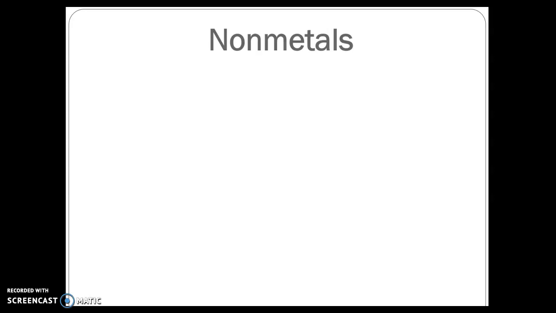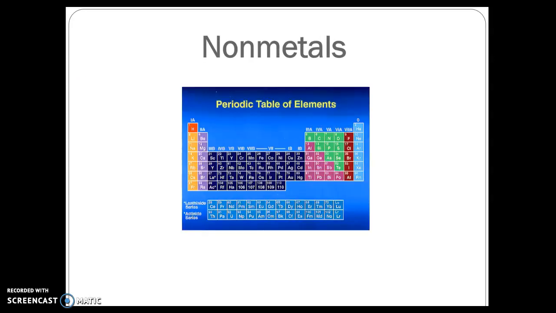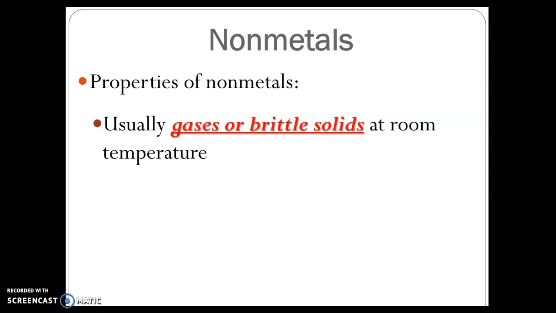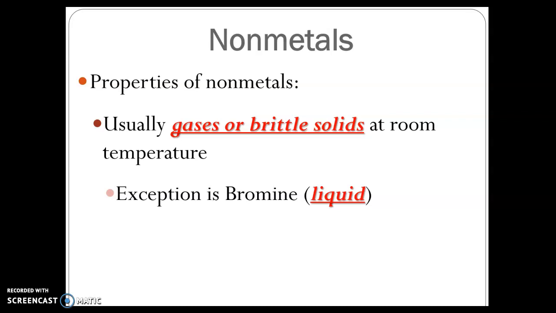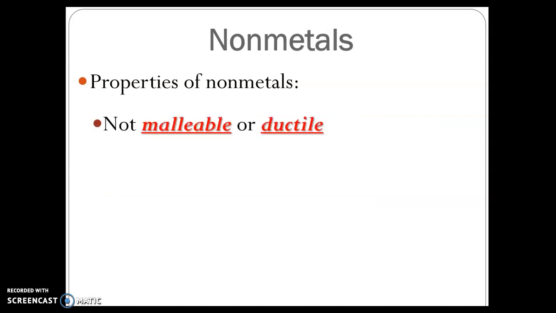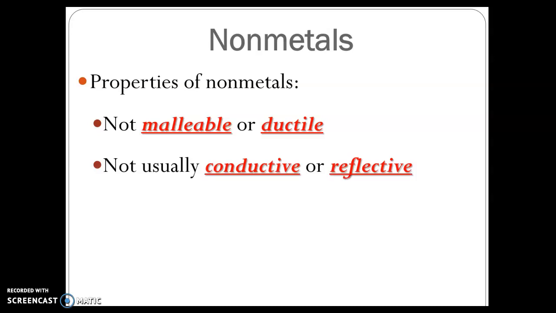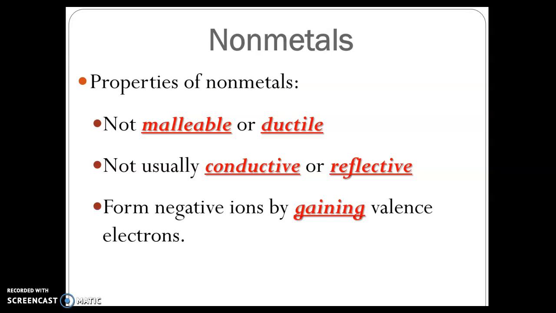Then we have our nonmetals. They are usually gases or brittle solids at room temperature, except for bromine, which is a liquid. They are not malleable, not ductile, right? They're not usually conductive. They don't usually conduct electricity. They're not usually reflective. They form negative ions by gaining valence electrons.